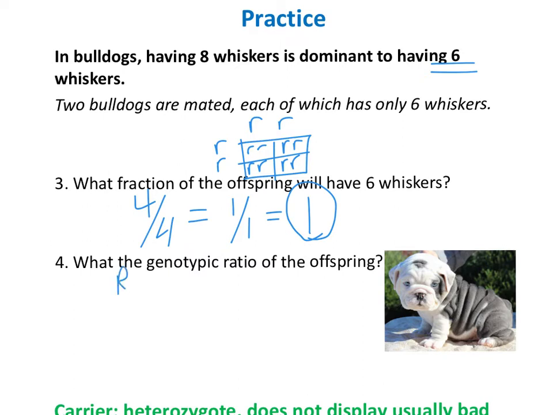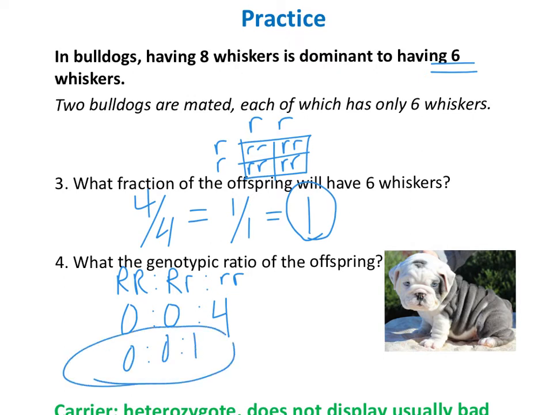Question 4, what is the genotypic ratio? Well, I'm thinking about how many are big R, big R, how many are big R, little r, and how many are little r, little r. Well, I've got 0 of these, 0 of those, and I have 4 little r, little r's. That can be simplified by dividing all of those values by 4. So my simplified answer is 0 to 0 to 1.